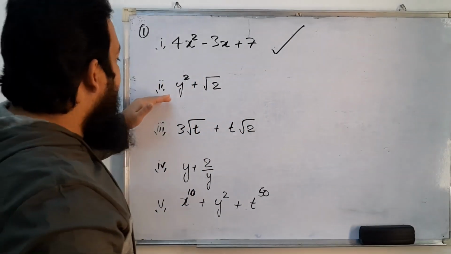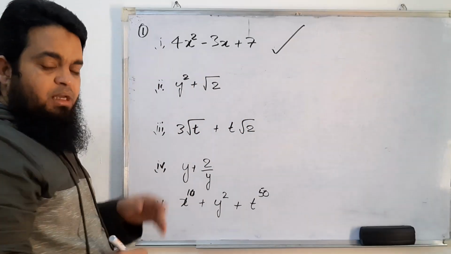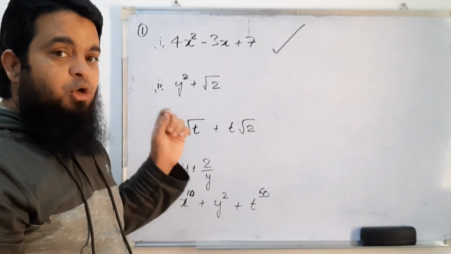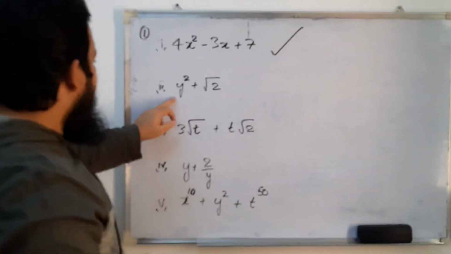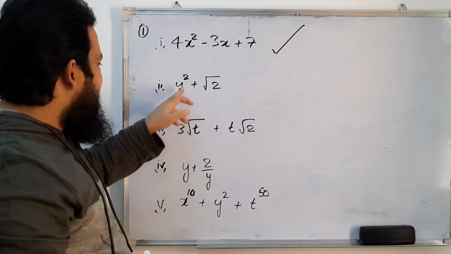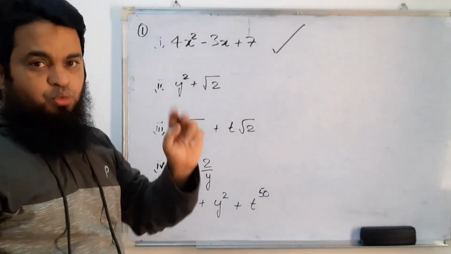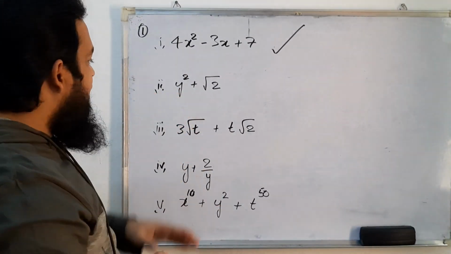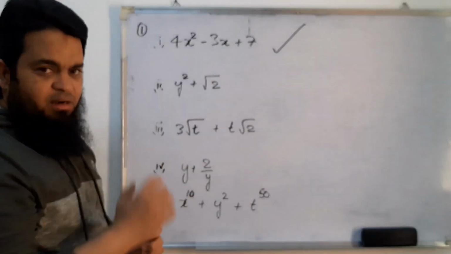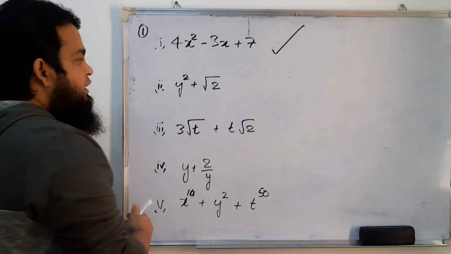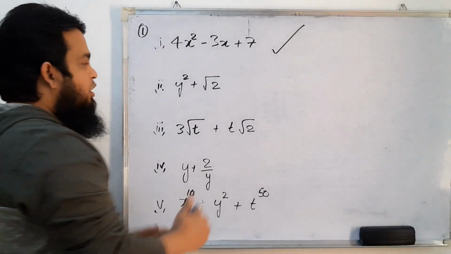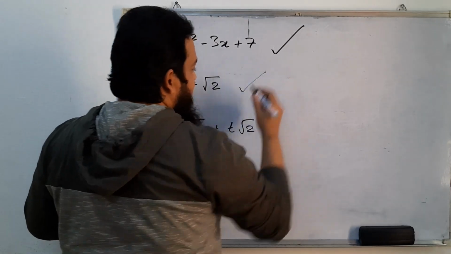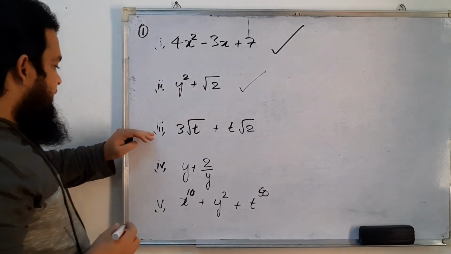Now coming to the second one. We have to check the exponents of variables. What is the variable over here? y. What is the power of this variable? 2. 2 is a whole number. And you have only one variable here, y. So therefore, this is a polynomial in one variable. Good. Let us go for the third one.